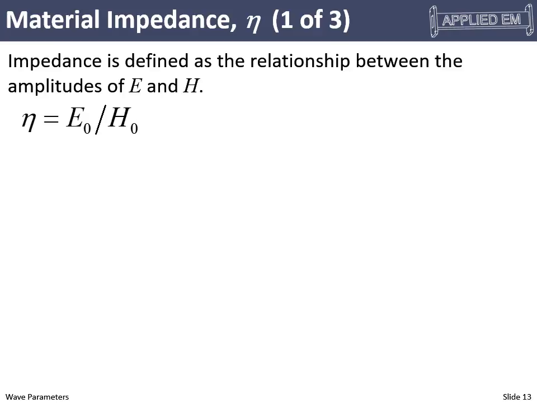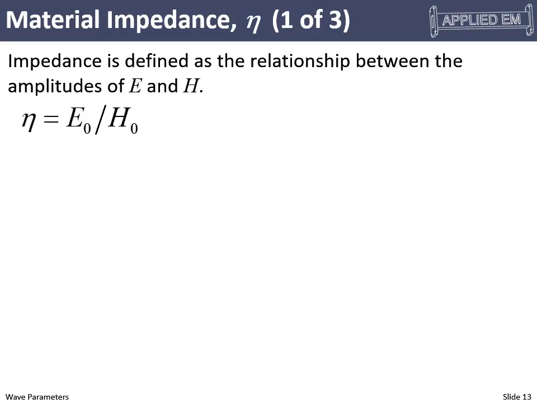Now let's talk about the material impedance. I like to describe the impedance as relating the balance between the electric and magnetic fields. They both exist with a different amplitude, different phase, and the impedance describes that balance.